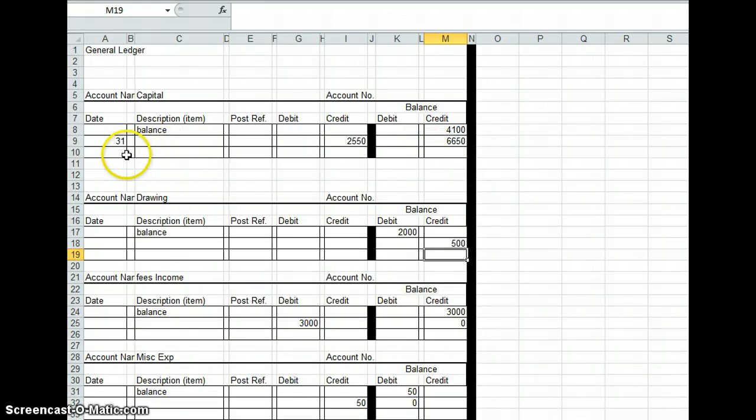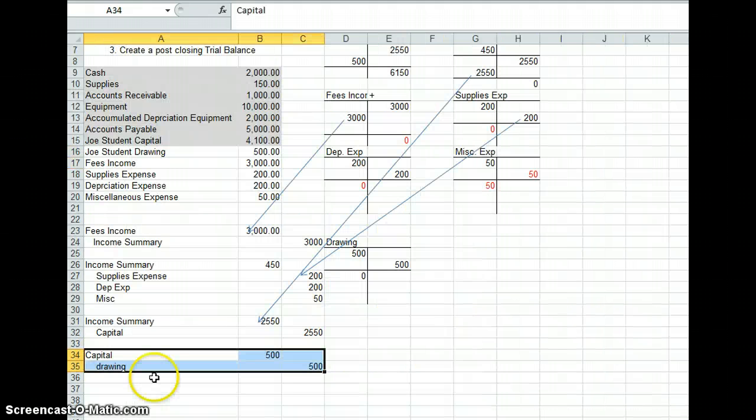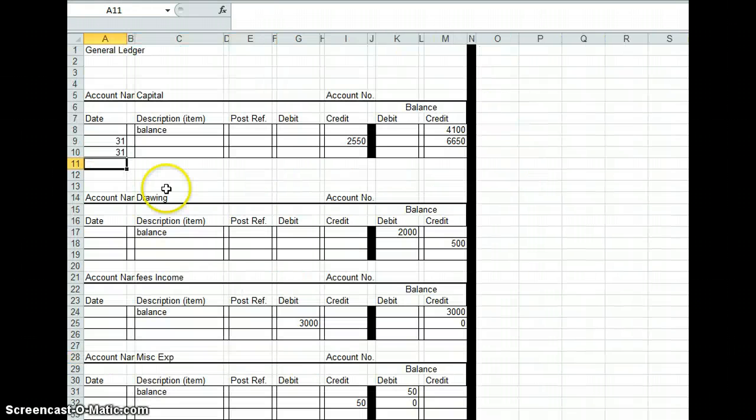And we can come up here then and do the last journal entry for capital, and we can see that we credited drawing, but debited capital. So we'll record that final amount in drawing as a debit, $500 to reduce capital. We'll say this $6,650 minus 500 is going to give me a final balance of $6,150, and that's going to be my balance in capital after the closing entries are journalized and posted to the ledger.